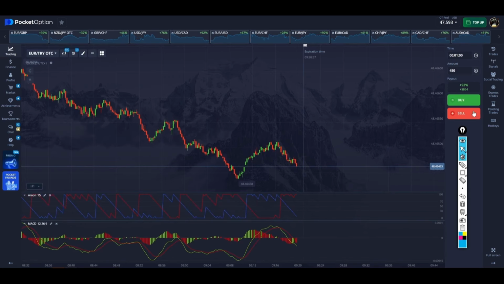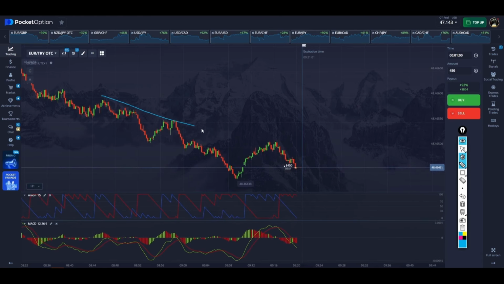Let's take a look at my favorite currency pair, Euro Turkish Lira. I'm entering a sell trade. There's a solid downtrend, a MACD crossover, and strong seller dominance on the Aroon indicator. Let's watch and see how this option closes.